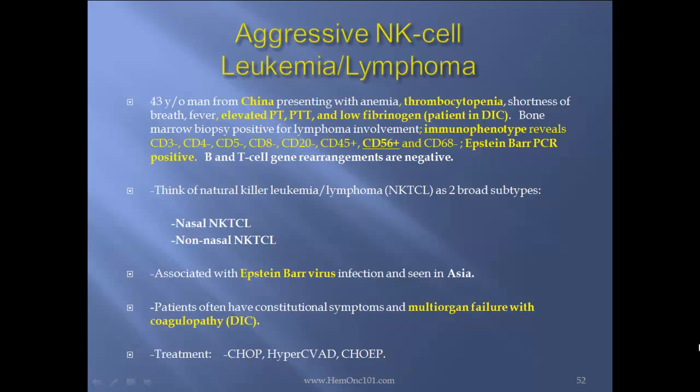Epstein-Barr PCR positive. B and T cell gene rearrangements are negative. Think of natural killer leukemia lymphoma as two broad categories, the nasal type and the non-nasal type, associated with Epstein-Barr virus infection and seen mostly in Asia. Patients often have constitutional symptoms and multi-organ failure with coagulopathy, DIC. Treatment: CHOP, hyper-CVAD, poor prognosis.